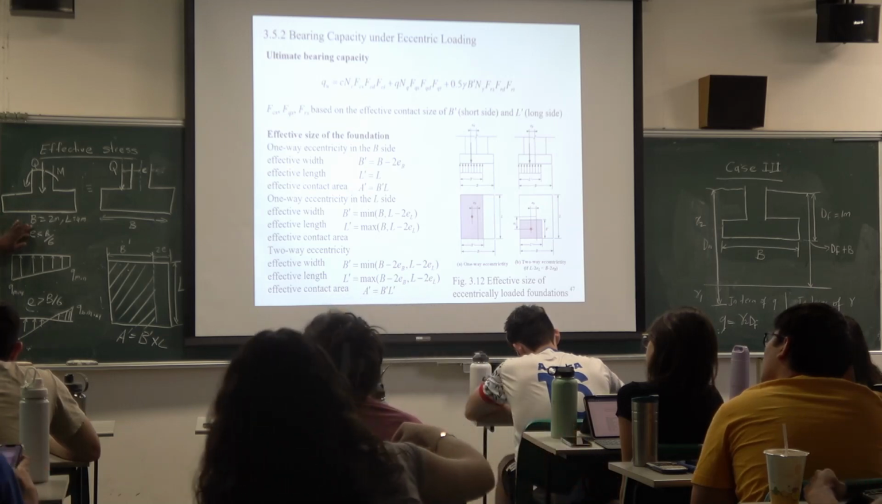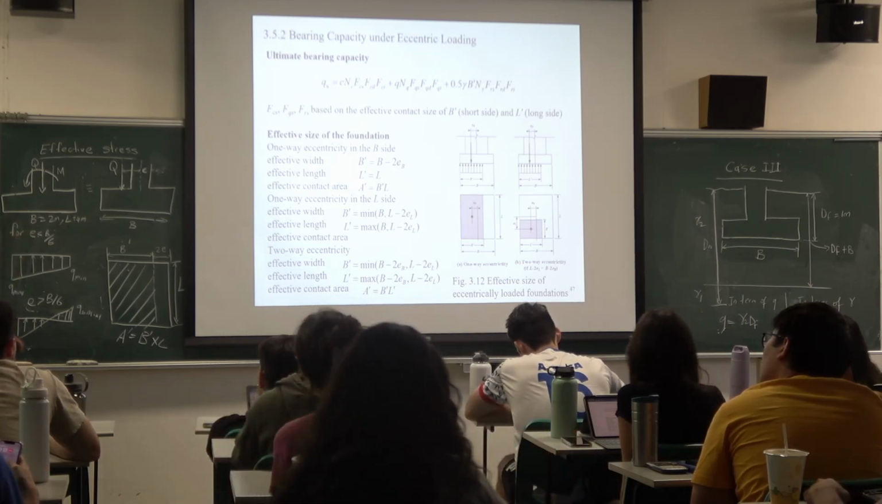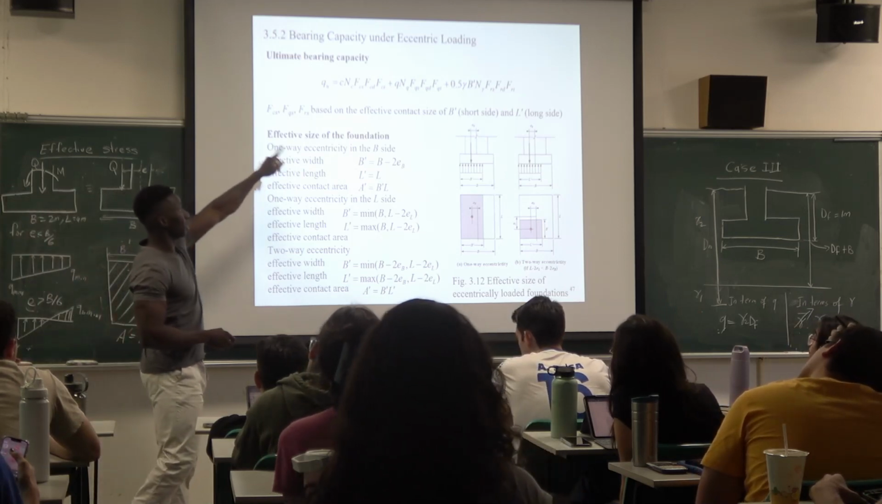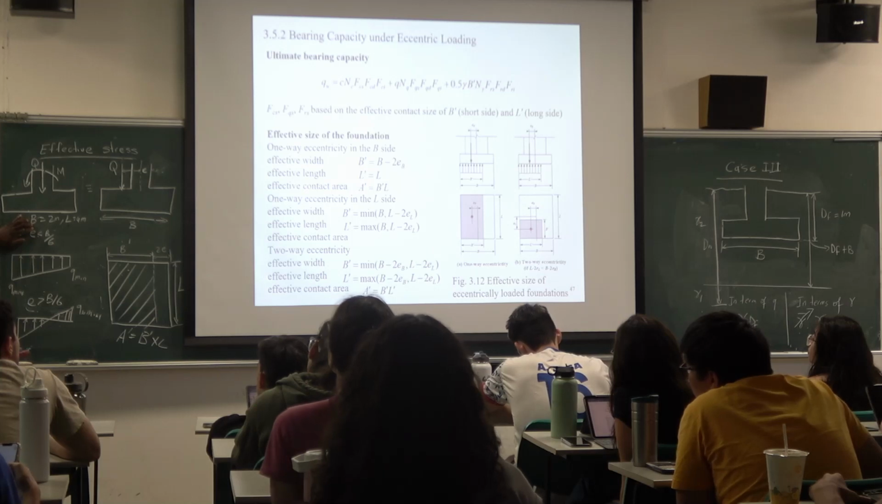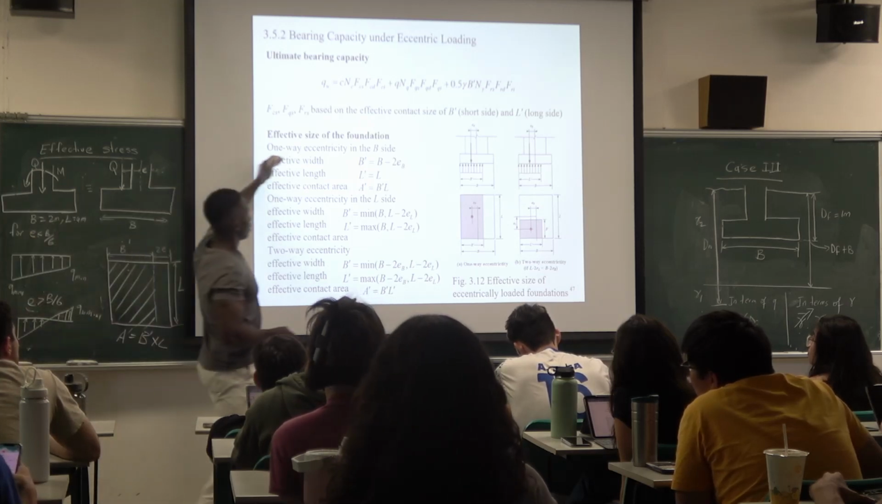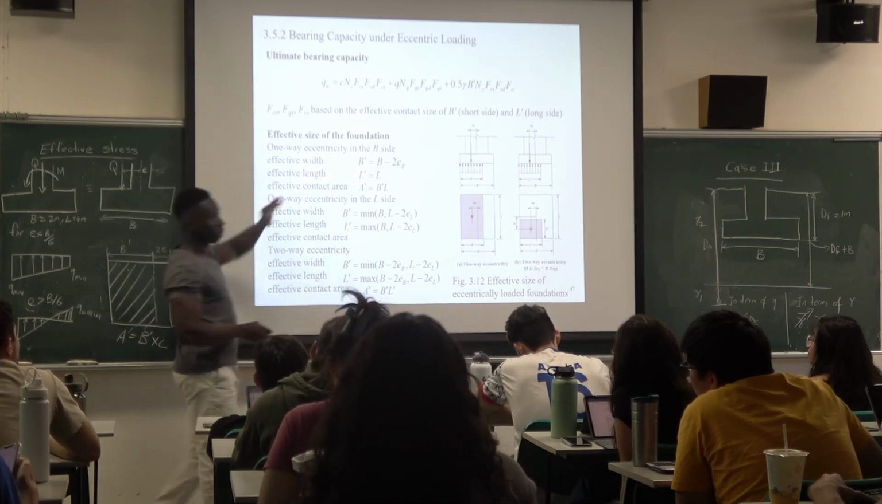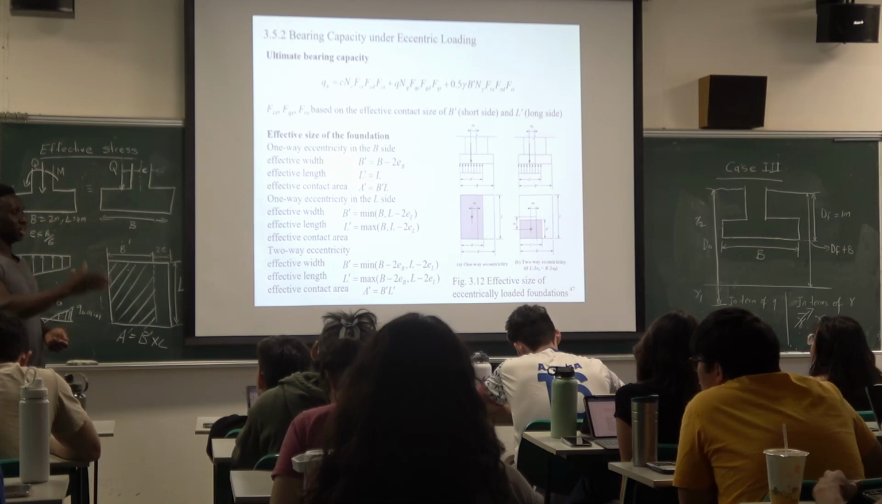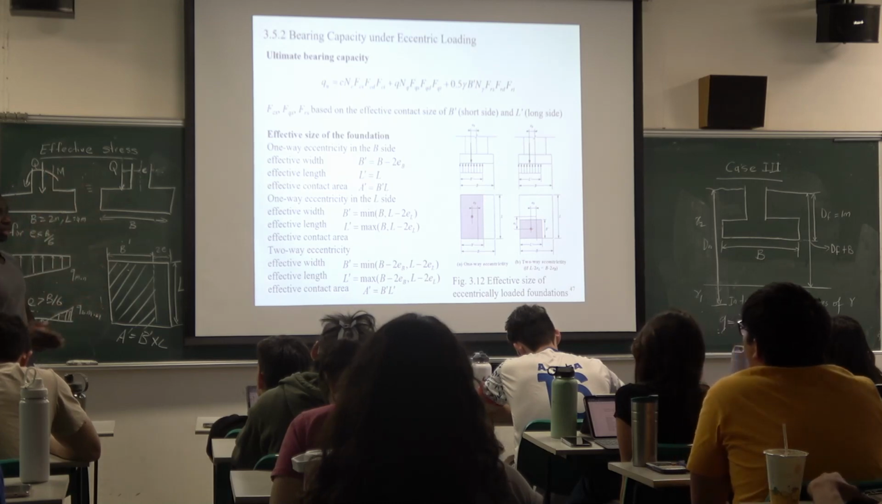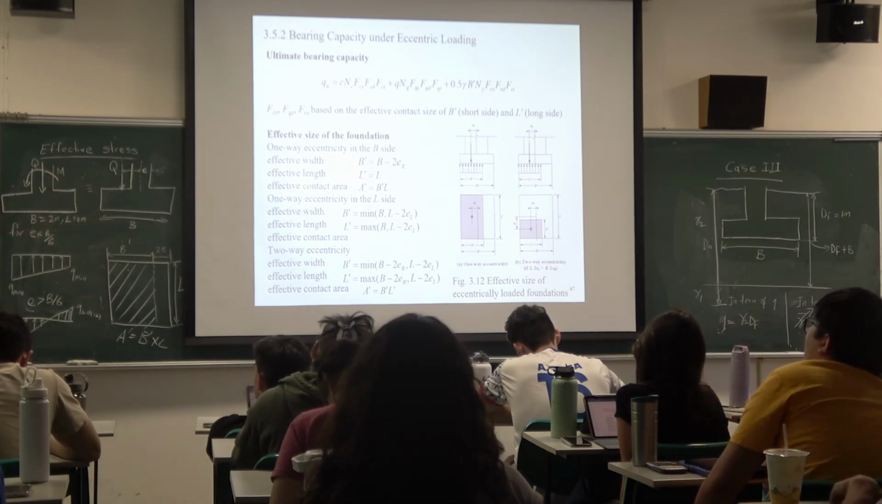If I'm going to do any calculation using these formulas, then I need to find my B prime. So for example, that is here, one-way eccentricity. For any problem, they will specify. Maybe they will say the eccentricity is in the B direction, okay? B direction or the transverse direction.